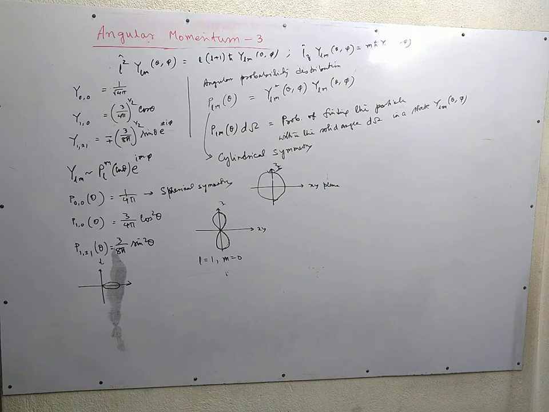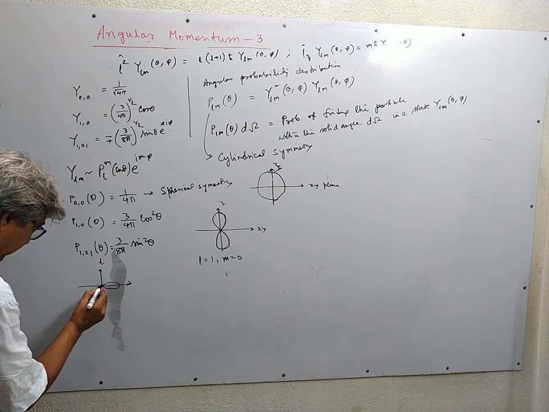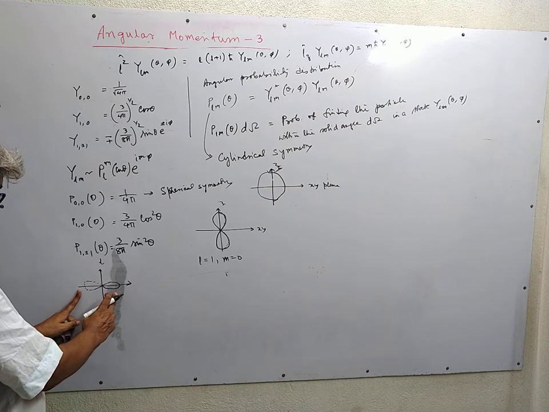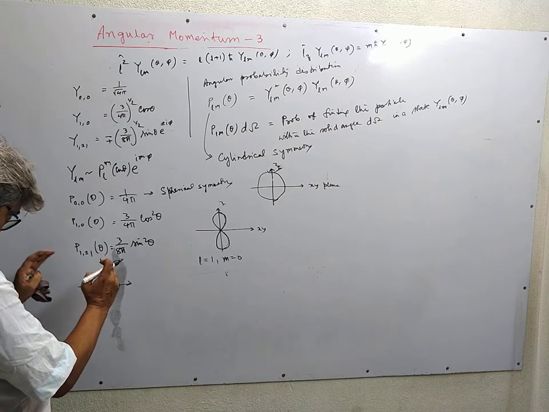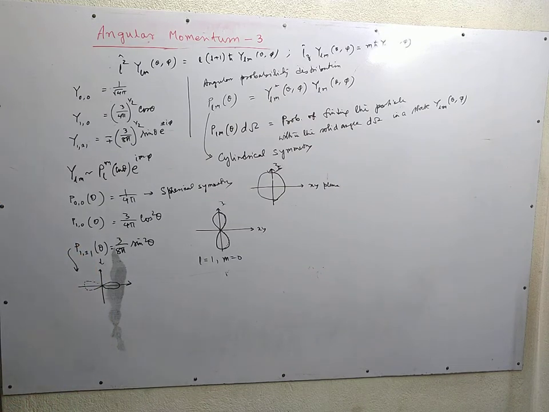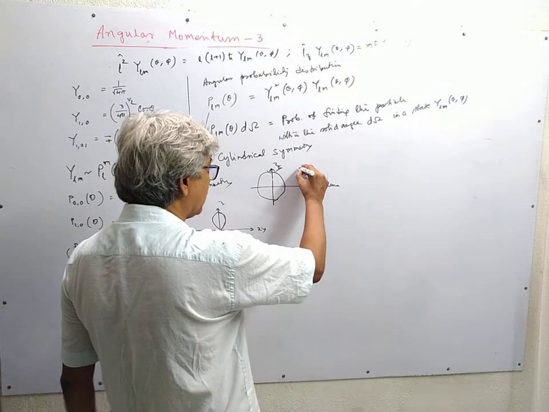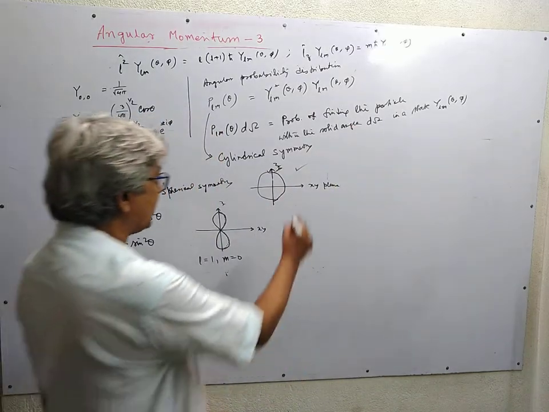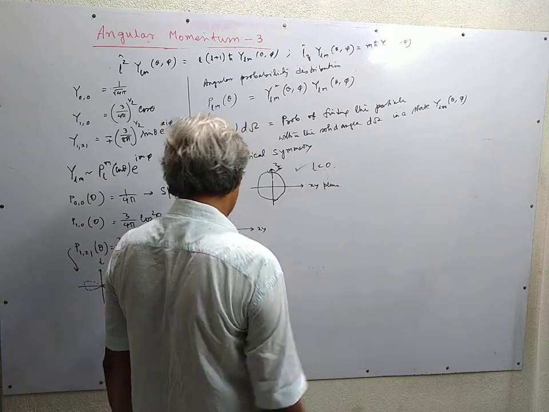If you draw a polar graph of sine square theta, this is the graph, and when it is being rotated, you will get the other half. So this is the polar graph for this one. Now if we consider the other higher states, it will have the same feature. It is found that for L is equal to 0, it is spherically symmetric.